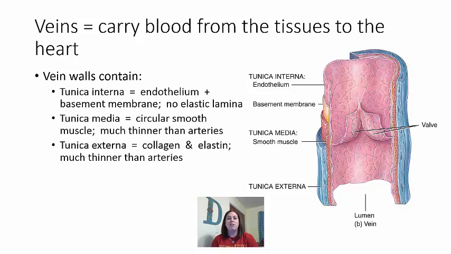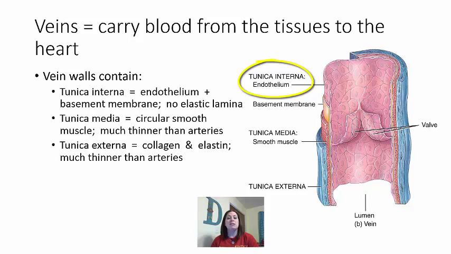All right, and then we have our veins. Veins carry blood from the tissues to your heart. So this is going to return the blood to your heart. The vein walls contain the same three layers that we saw in the arteries, but they look a little bit different. They have the tunica interna, the innermost layer. This is going to be endothelium plus basement membrane. But in this particular layer, there's no elastic present.